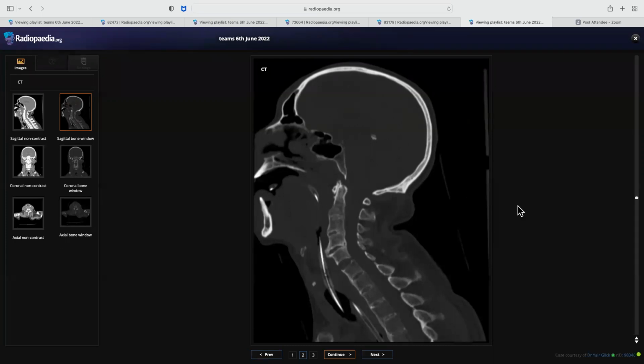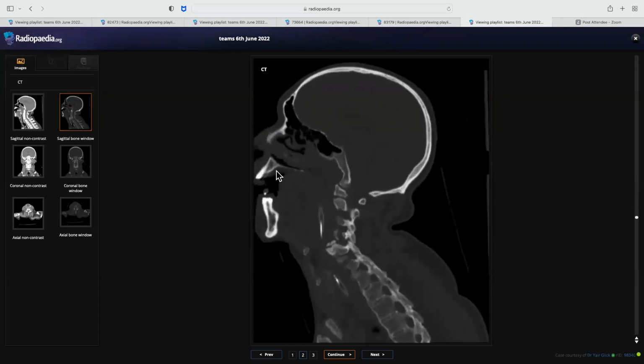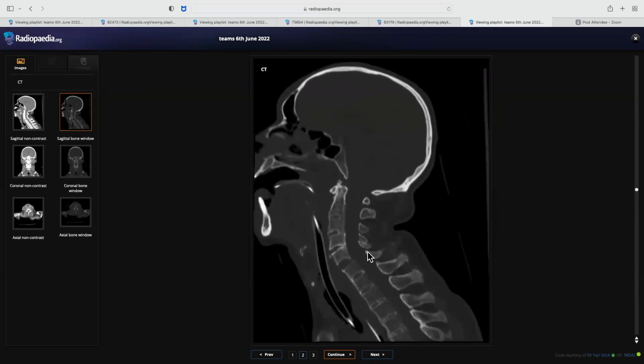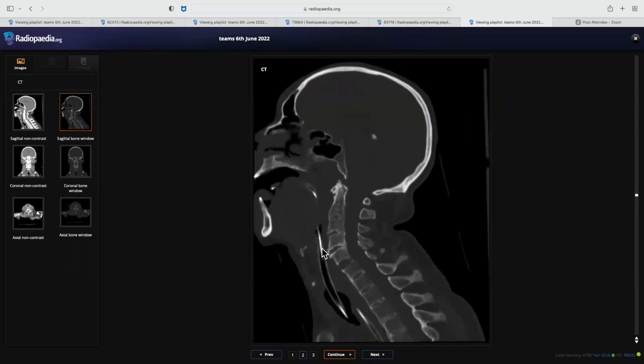Okay, very nice. You want to see another case? No, I think it's sufficient. Okay, so that was very nice. That was a case of ankylosing spondylitis with a fracture at this level, as you mentioned. So the fracture is through C5-6 with widening of the disc space because there is fusion at other levels.